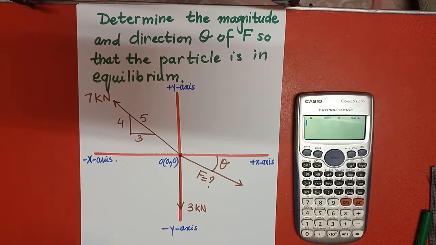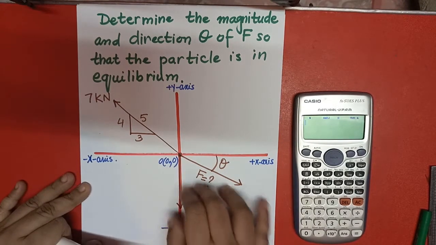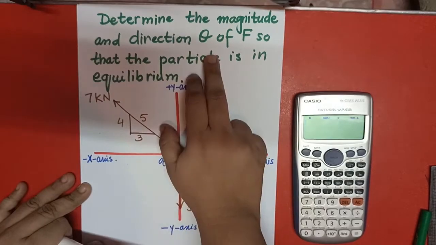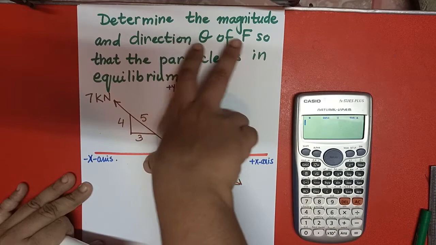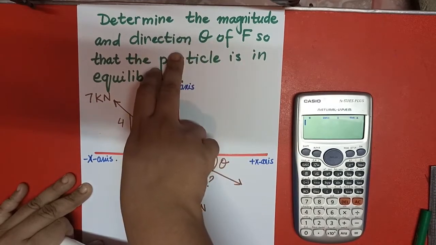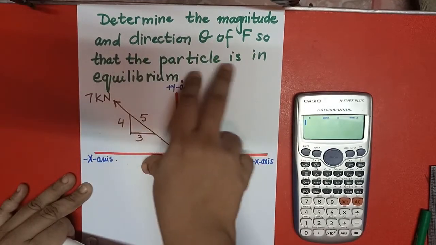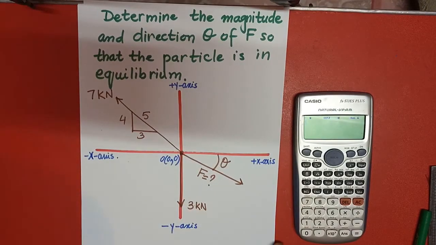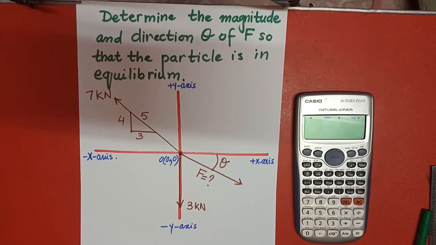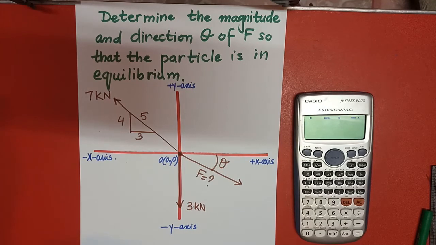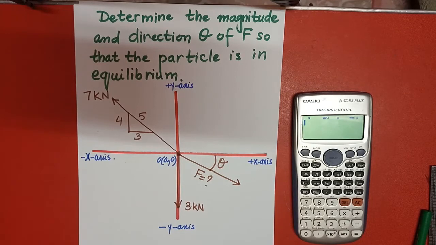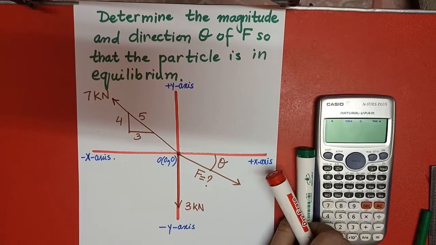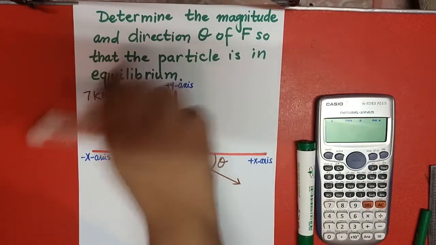So what is the question? In this question, determine the magnitude and direction theta of F so that the particle is in equilibrium. What we have to find out is the magnitude of F and direction theta of F so that the particle is in equilibrium. If the particle is in equilibrium, what does that mean? The summation of all the forces must be equal to 0. So we have to break the forces into their components, and then we will find out the force F and theta.